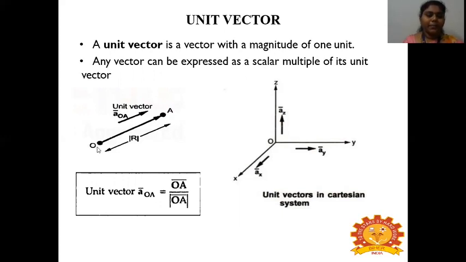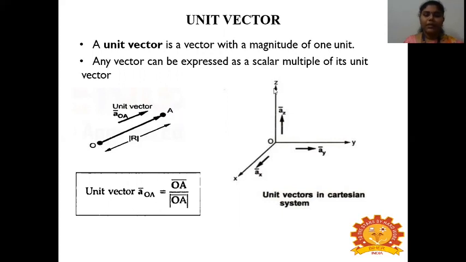Here we have a vector from the origin point O to the point A. The unit vector can be given as a-hat of OA. This OA denotes the direction, that is, the vector travels from the point O to A. So this is the unit vector of the vector OA.